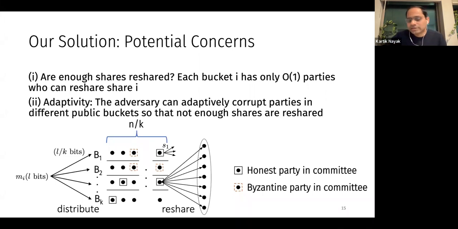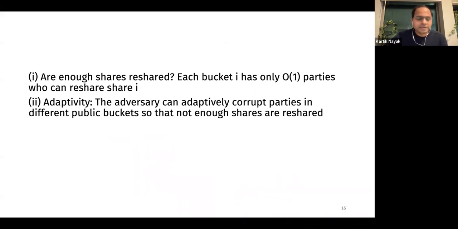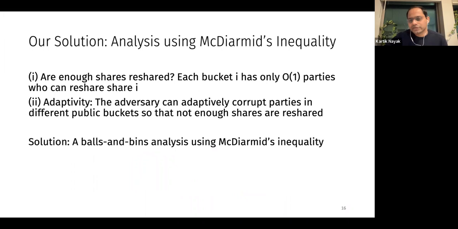It turns out that we actually address these concerns using a very subtle analysis of a balls and bins analysis using McDiarmid's inequality. The balls and bins analysis essentially says that if you throw C kappa balls, referring to these committee members, into kappa bins in such a way that a minority of them can be corrupt, then our goal is to ensure that there exists some constant C such that you have sufficiently many buckets or members in sufficiently many buckets that are honest, and these members can perform the necessary reshare step. And I invite you to take a look at our work to understand these details.